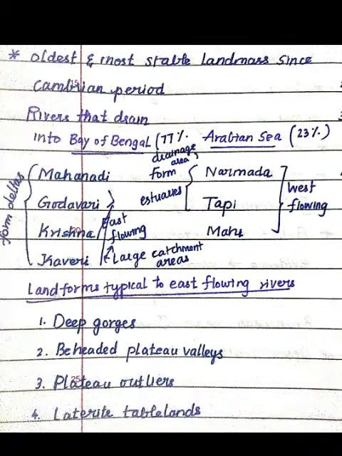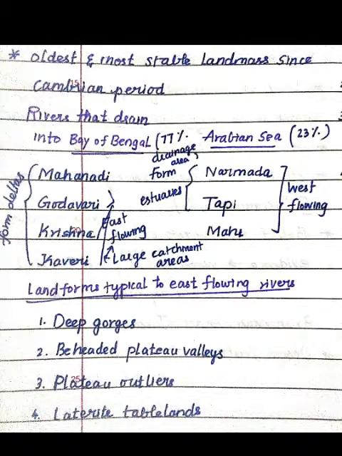The rivers drain into the Bay of Bengal and the Arabian Sea. Those into the Arabian Sea are west flowing. The east flowing rivers are Mahanadi, Godavari, Krishna and Kaveri. They drain into the Bay of Bengal, where the drainage area is 77%. They form deltas and they have large catchment areas. Whereas the Narmada, Tapti and Mahi are west flowing rivers, and they form estuaries.